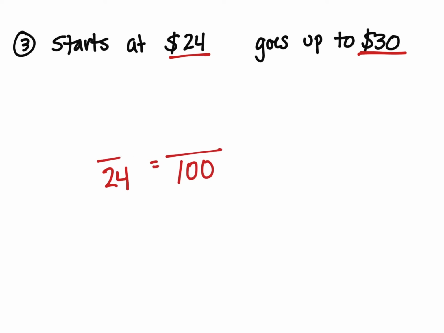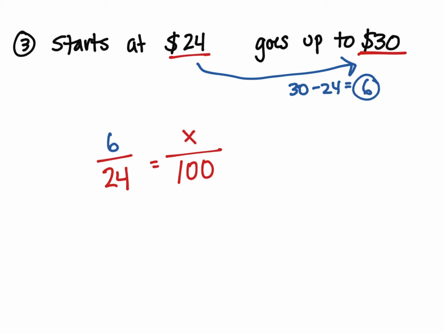Remember, set up the 100 on the bottom. We are looking for the percent. But if it's marked up, we want to know by how much. How much did it increase from 24 to 30? One way you can figure that out is through subtraction. And you would find that it increased by $6.